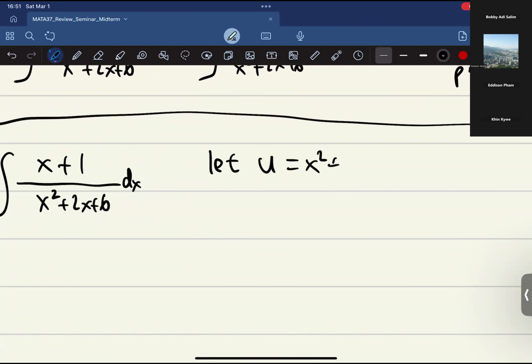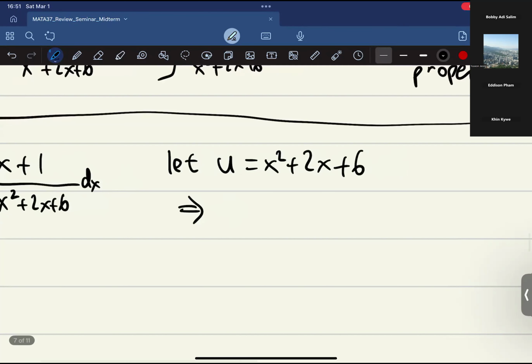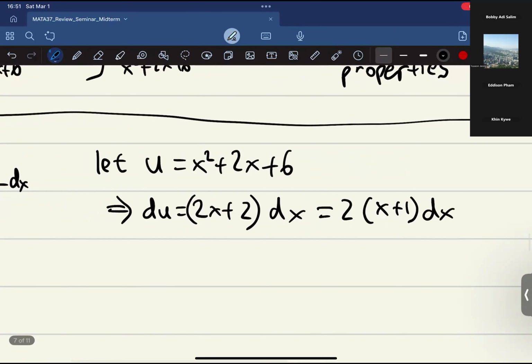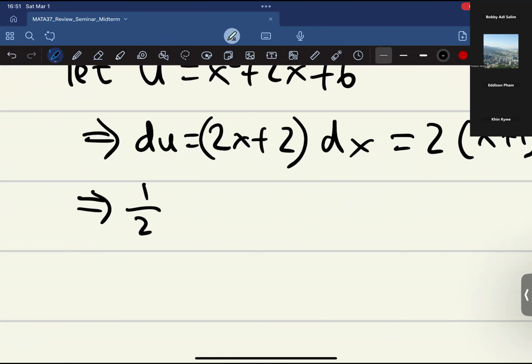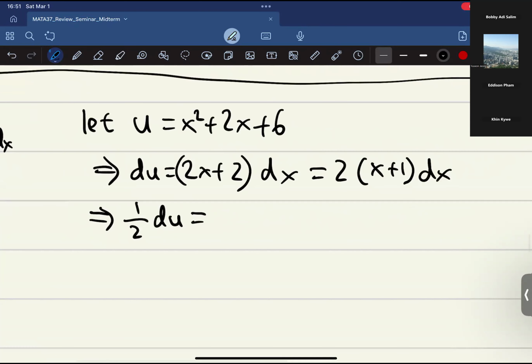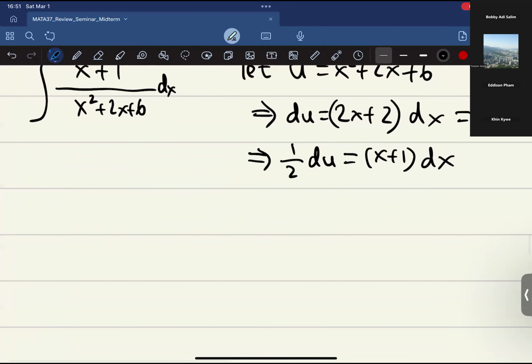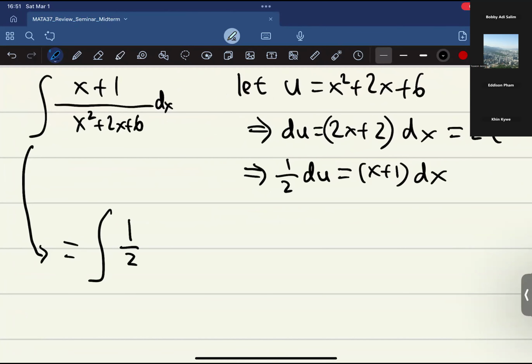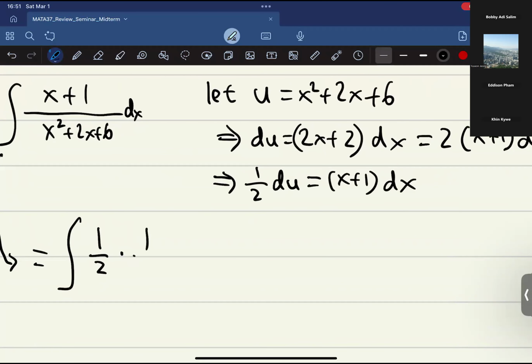Let u equal x squared plus 2x plus 6. So here we get that du is equal to 2x plus 2 dx, which is equal to 2 of x plus 1 dx. And you can rearrange some terms here. So half of du will be equal to x plus 1 dx. And plugging in the u-sub, you'll get this is equal to the integral of half times 1 over u times du.